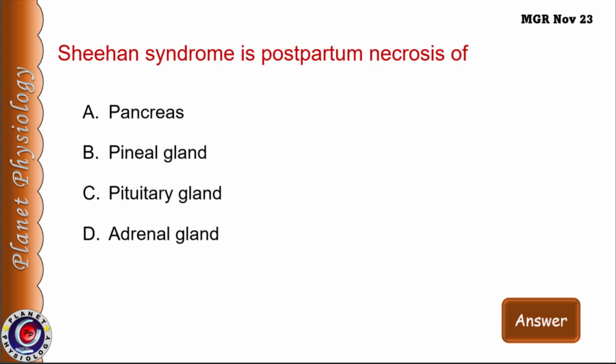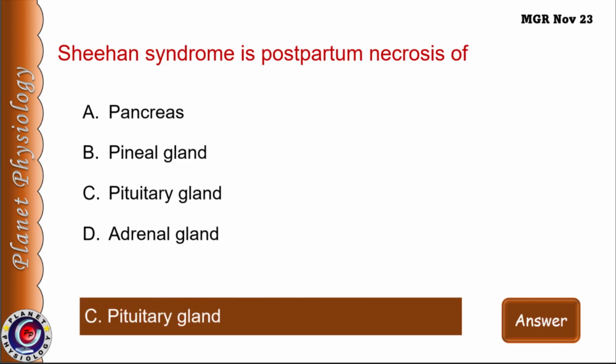Next question. Sheehan syndrome is postpartum necrosis of A. Pancreas, B. Pineal gland, C. Pituitary gland and D. Adrenal gland. And the answer is pituitary gland. In case of severe postpartum hemorrhage, pituitary blood flow is compromised and may cause pituitary necrosis leading to pituitary insufficiency, and this condition is called Sheehan syndrome.